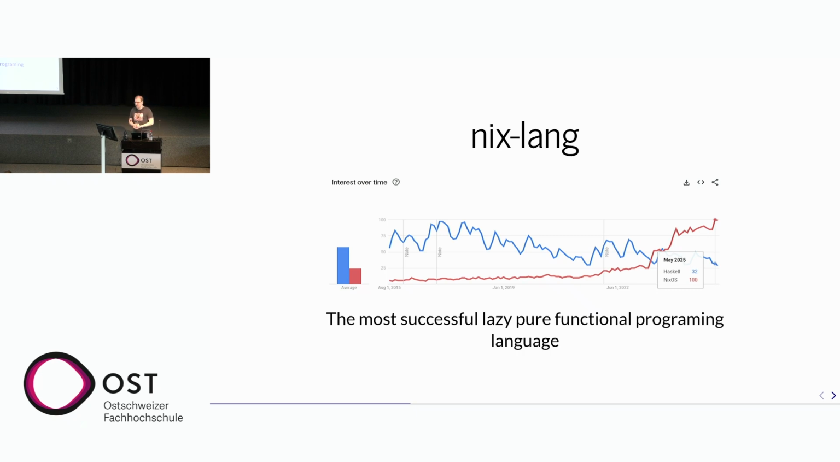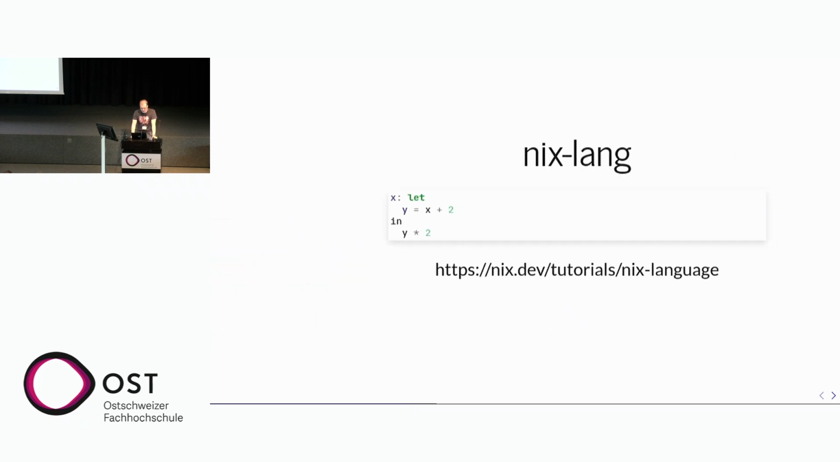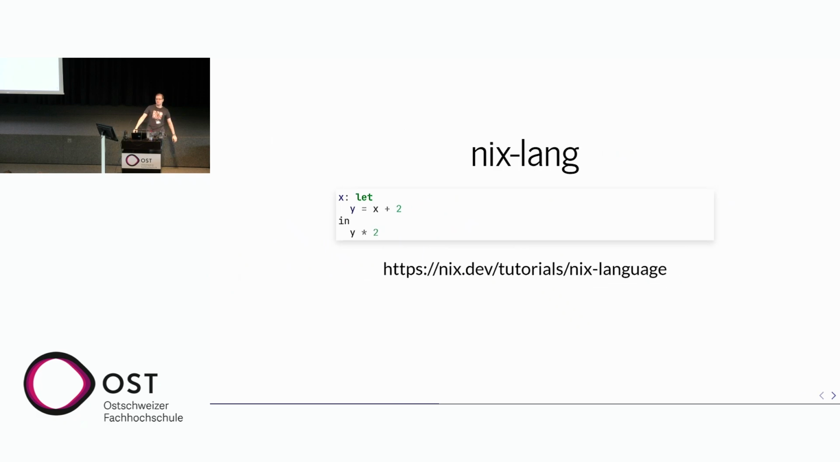It's in the .nix file. That's right, and it is, I'm afraid, the most successful lazy pure functional programming language in the world. At least according to my very questionable data from Google here. But I don't think that is really a problem for Haskell, since it's really not the best, and it's also not general purpose. Still, it is basically a mix between an untyped lambda calculus and JSON.